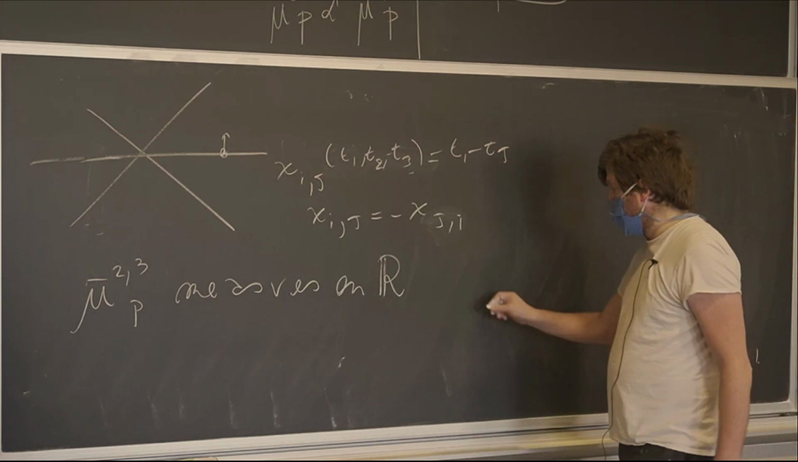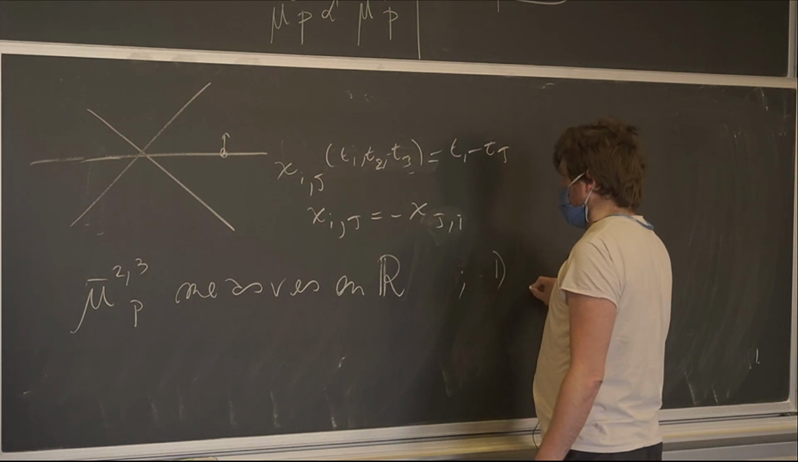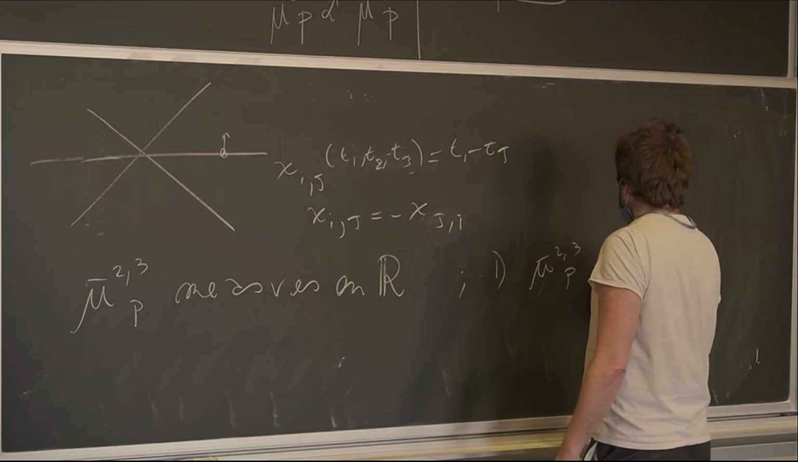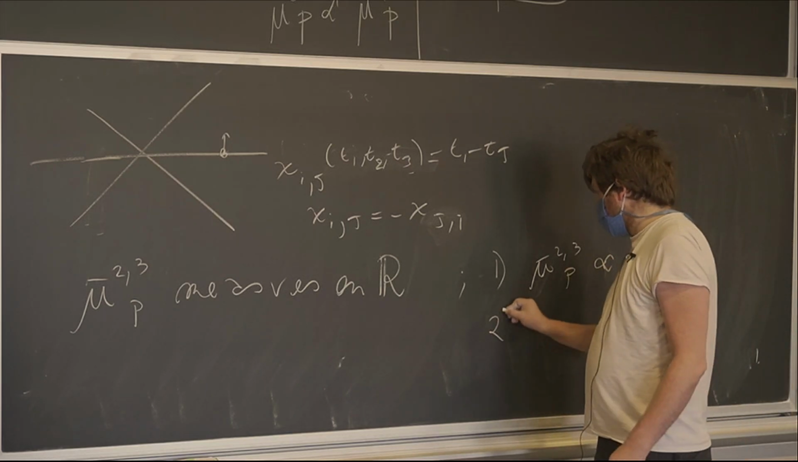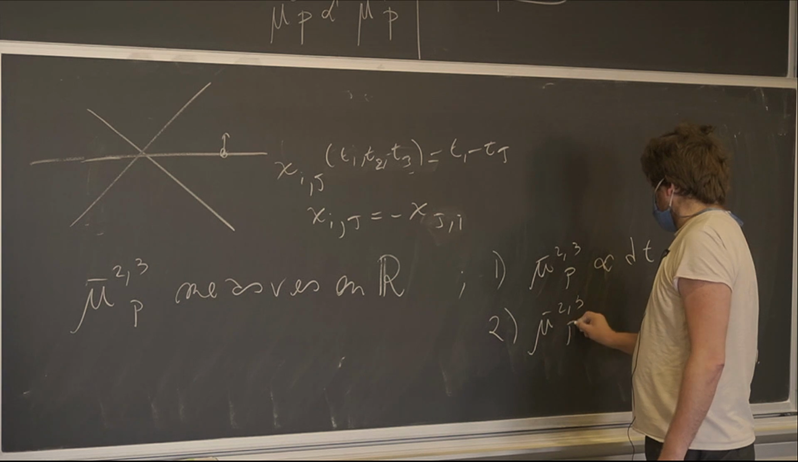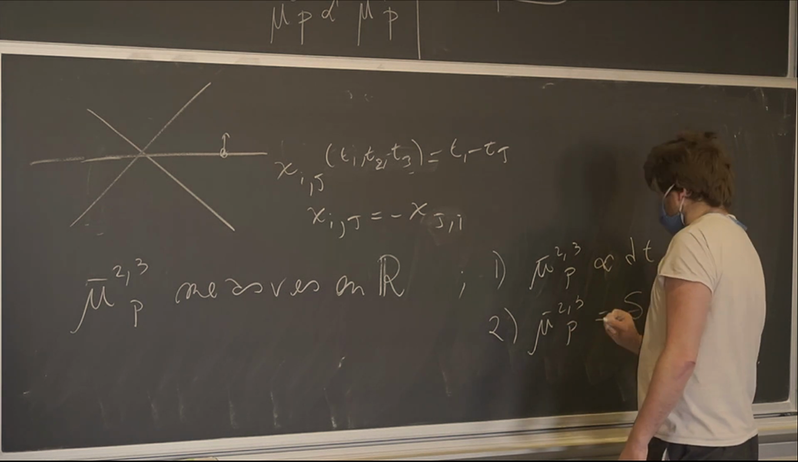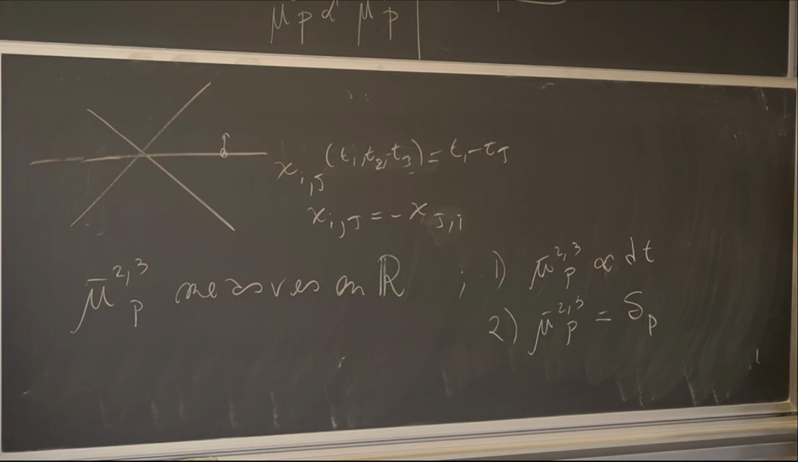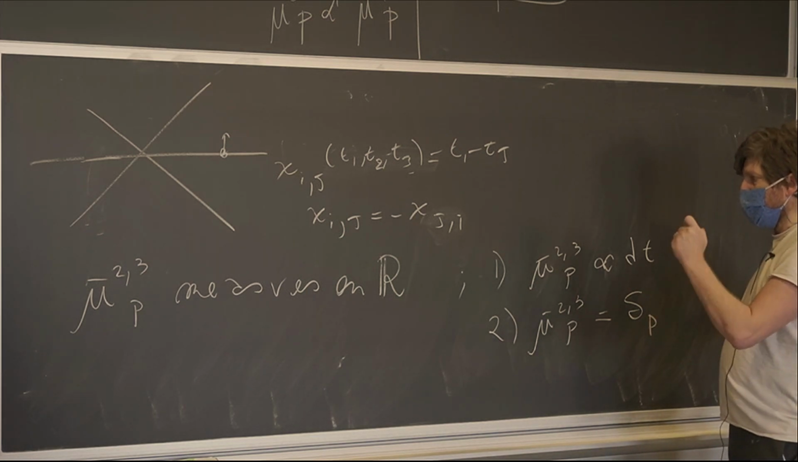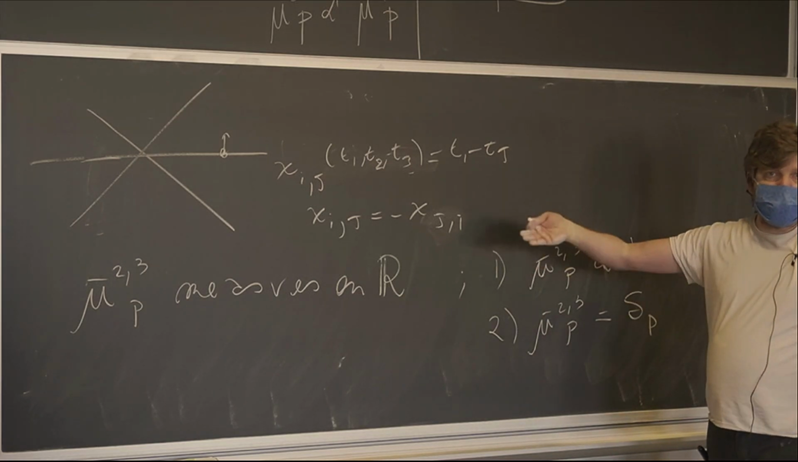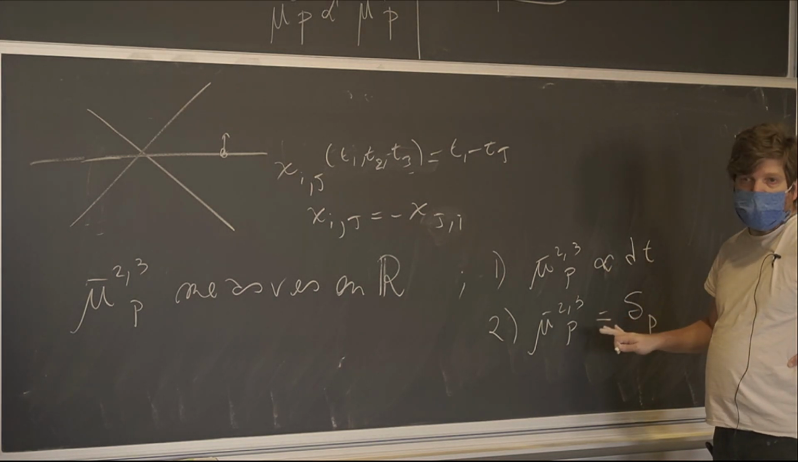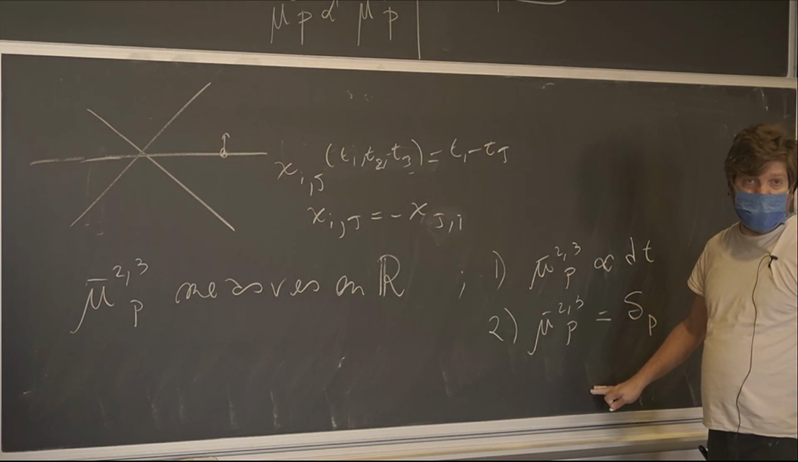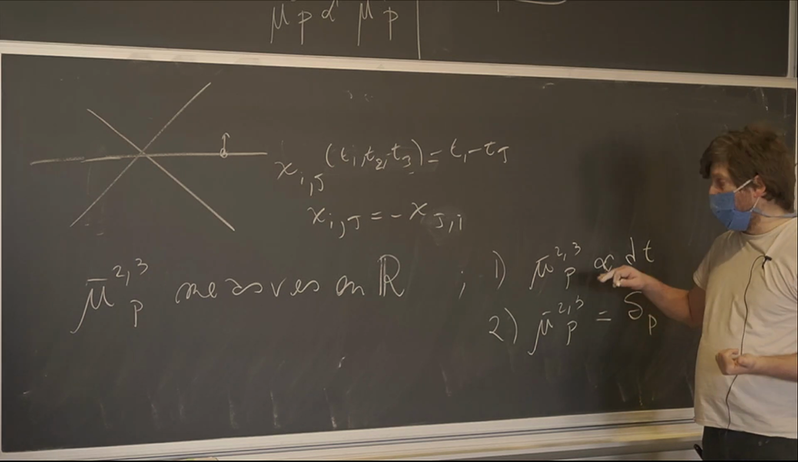And I get two possibilities. Possibility 1, mu bar 23p is proportional to dt, or 2, mu bar 23p is delta p. According to what that group was, so remember the whole point is you take the group of translations of the reals that leave this measure mu bar invariant. This group is a closed group, so it's either the reals, trivial, or a lattice. We saw that it cannot be a lattice ever, so it's just delta or Lebesgue here.